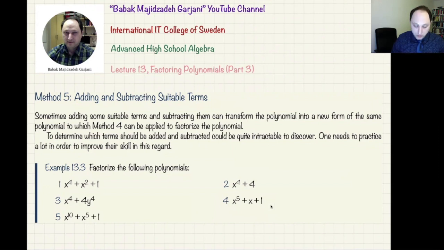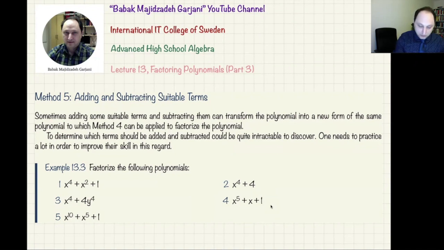To determine which terms should be added and subtracted could be quite intractable to discover. One needs to practice a lot in order to improve their skill in this regard. And even if you really practice, if the terms involved in the polynomial are too many, probably it's not that easy to realize the pattern going on, the terms that we have to add and subtract, okay?